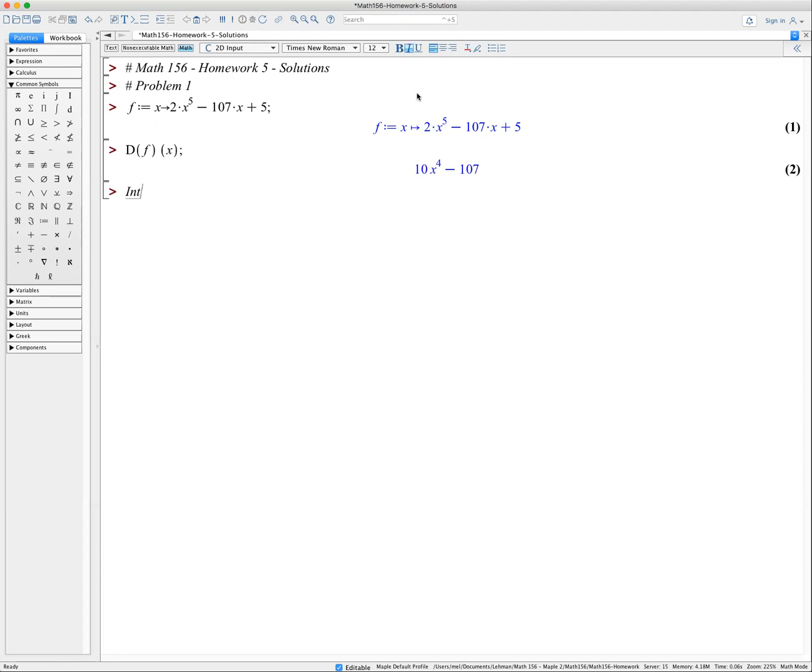And the integral of f of x with respect to x, if I write integral with a capital I, I-N-T, I just get the statement of the problem. And if I change the uppercase I to a lowercase i, I get the answer. Always plus a constant if you're doing this by hand.